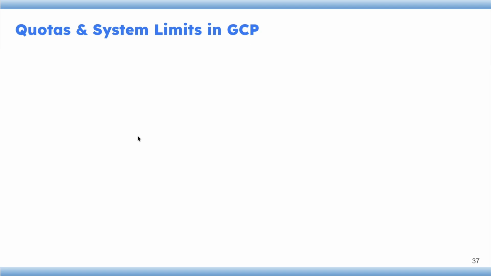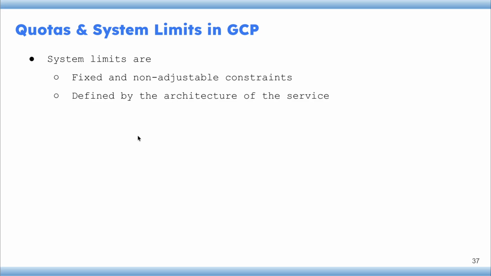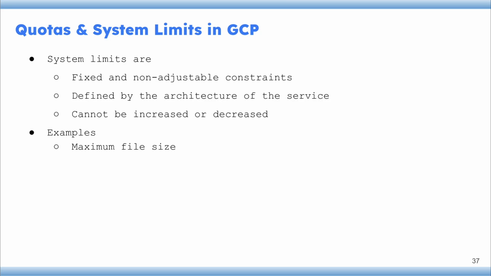Now we will discuss what system limits are in Google Cloud Platform. Many services also have system limits. System limits are fixed constraints, such as the maximum file size or database schema limitations, which cannot be increased or decreased for any reason, and they are defined by the architecture of the service. Examples of system limits are the maximum file size to be processed in Cloud Workflows, the database schema limits, and the maximum length of resource names. So these are hard limits which you can't modify for any reason inside Google Cloud Platform.